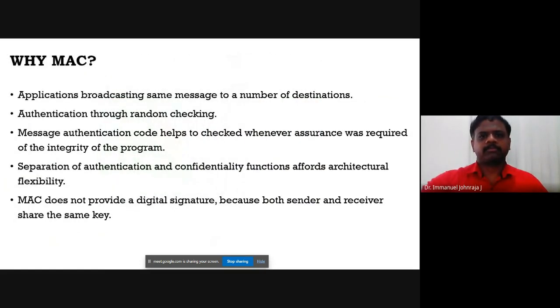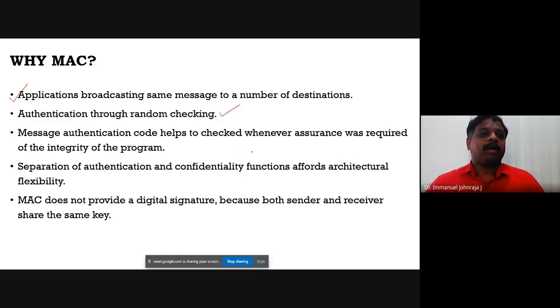Finally, before winding up, why should we go for MAC? There are certain applications which are broadcasting messages. You may have to send the same message to multiple receivers. In that case, is it helpful? Yes. In that case, look at the second point.